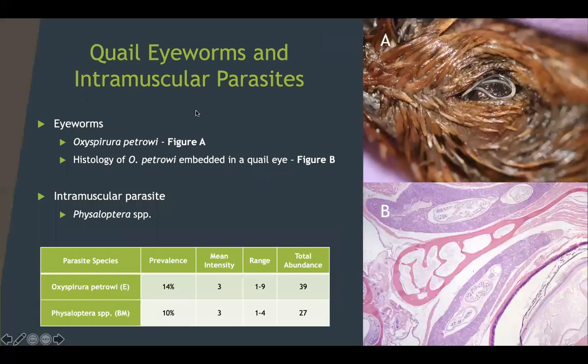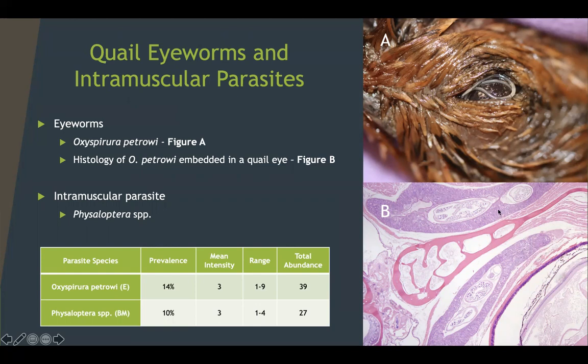So moving on, we have the quail eyeworms and some intramuscular parasites. The eyeworms themselves, the Oxyspirura petrowi. In figure A, you can see 2 worms sitting right here at the surface of the eye. They live around the surface of the eye, typically between the eye itself and the lids. In figure B, if you direct your attention here, you can see a histological slide of a bird that had the eyeworms. This middle part right here is actually the skull. So this would be the right eye, and up here would be the left eye.